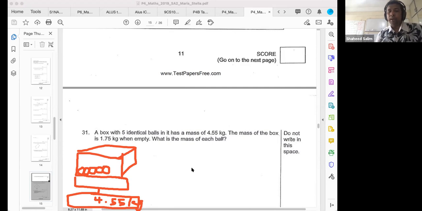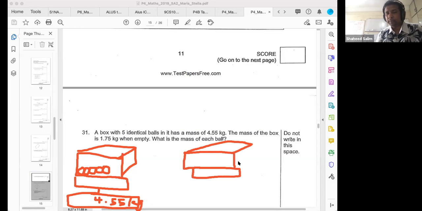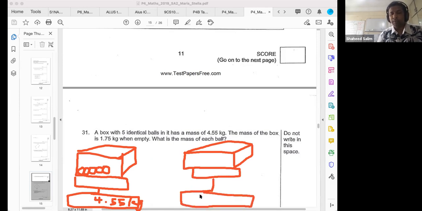And then, imagine when the box is empty, how much is the weight? They tell you, 1.75 kg. Okay, that's what they're telling you. The box with 5 balls is 4.55 kg. The box with no balls is 1.75 kg. That's right.